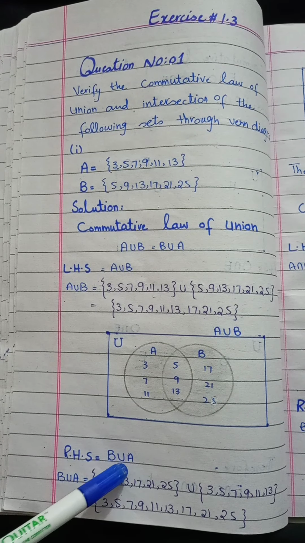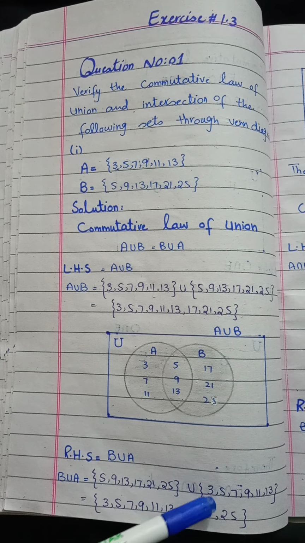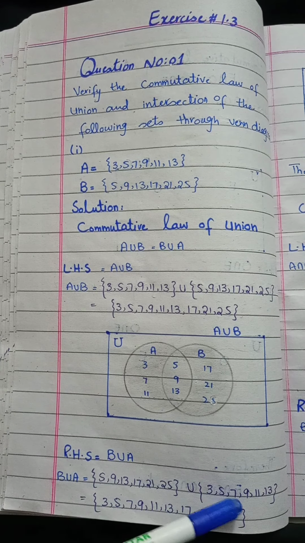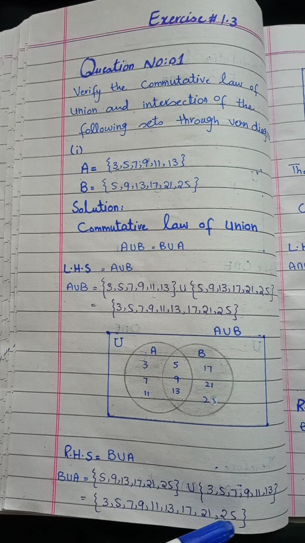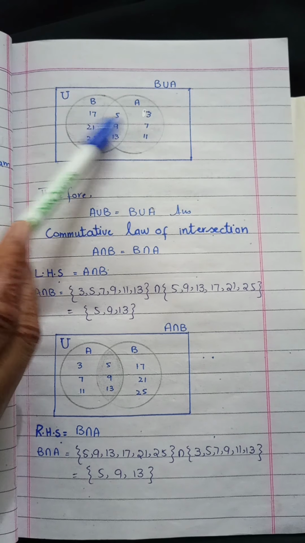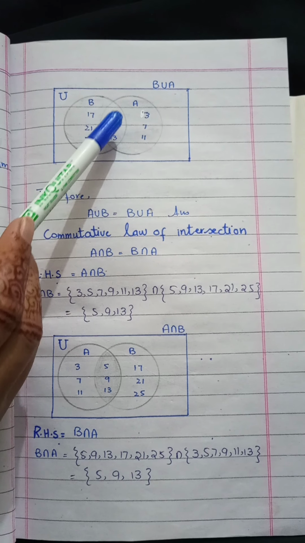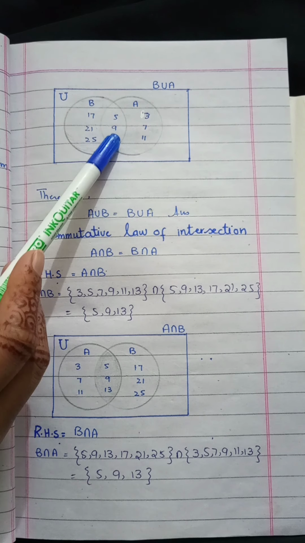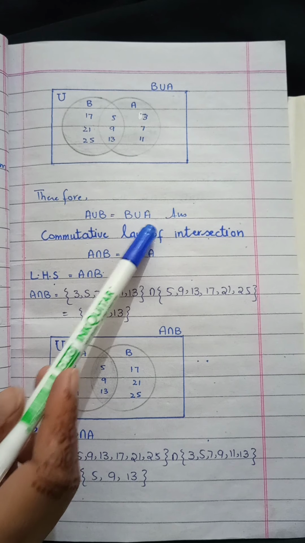Right hand side B union A, B is 5, 9, 13, 17, 21 and 25. Union A is 3, 5, 7, 9, 11, 13 and the union of both sets is 3, 5, 7, 9, 11, 13, 17, 21 and 25. B union A, here shaded both enclosed figures which shows the union of both sets, and 5, 9, 13 which are the same elements written here. Therefore, A union B equals B union A.